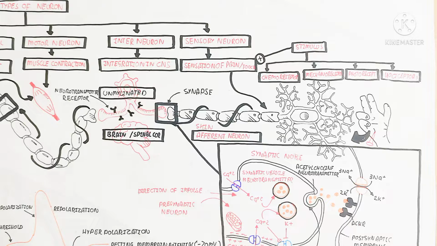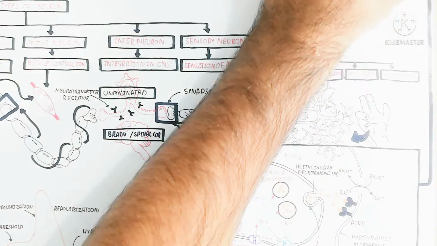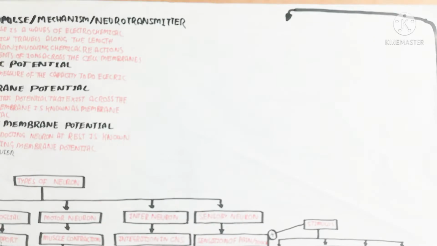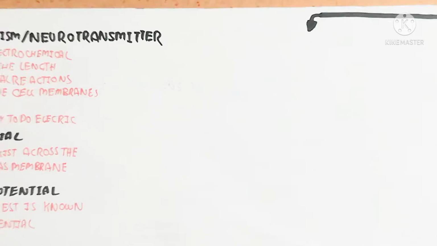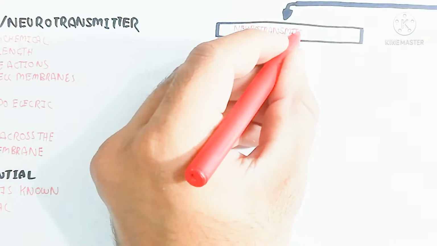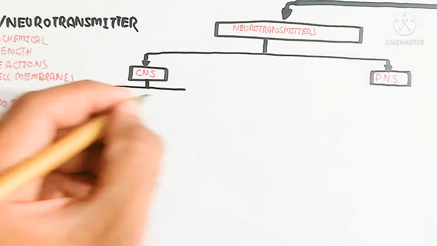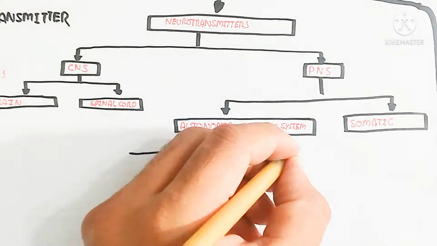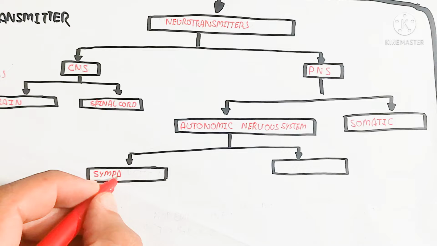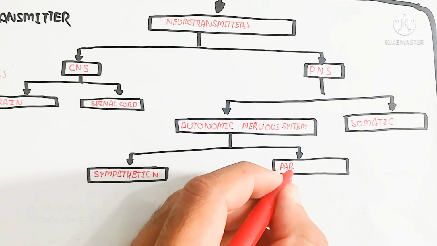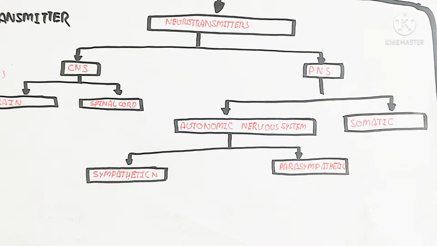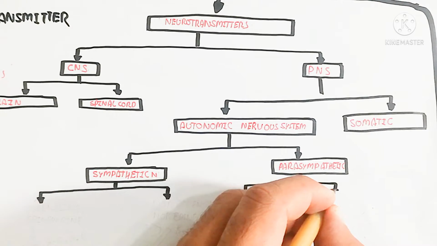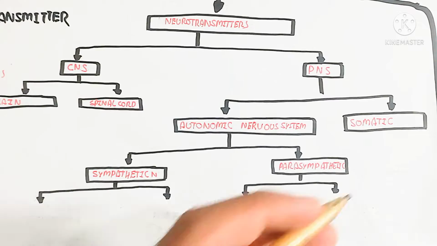So let's begin to understand what a neurotransmitter is and what the types of neurotransmitter are. Neurotransmitters include, for example, GABA, glutamate, norepinephrine, epinephrine, dopamine, as well as acetylcholine. We can classify them through the central nervous system and peripheral nervous system. The central nervous system contains the brain and brainstem, and the peripheral nervous system contains the autonomic nervous system and somatic nervous system.